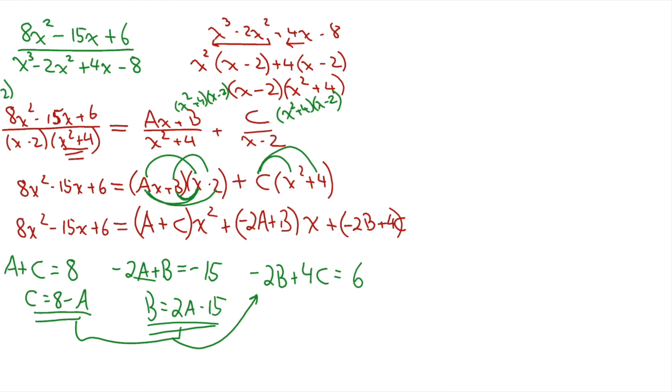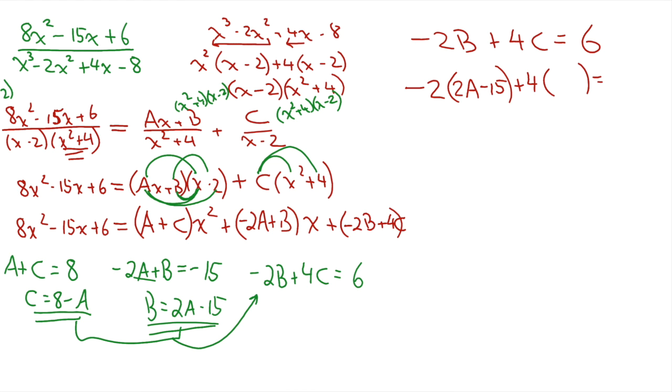So, what does it look like when I do that? I'm going to bring it way up here. It's negative 2B plus 4C is equal to 6. So what's B equal to? Oh, slow down. I'm going too fast. This is why the pause button is so helpful. Negative 2 times (2A minus 15) plus 4 times something, and that something is 8 minus A.